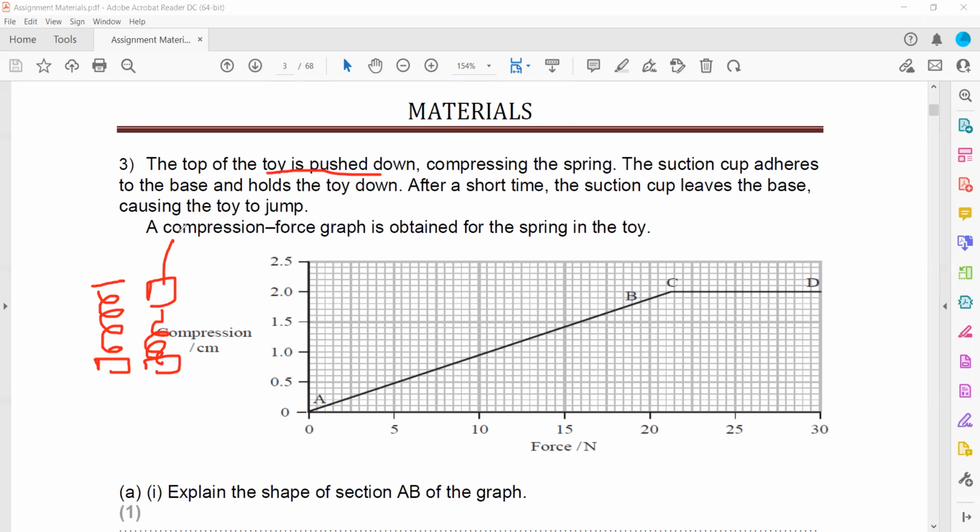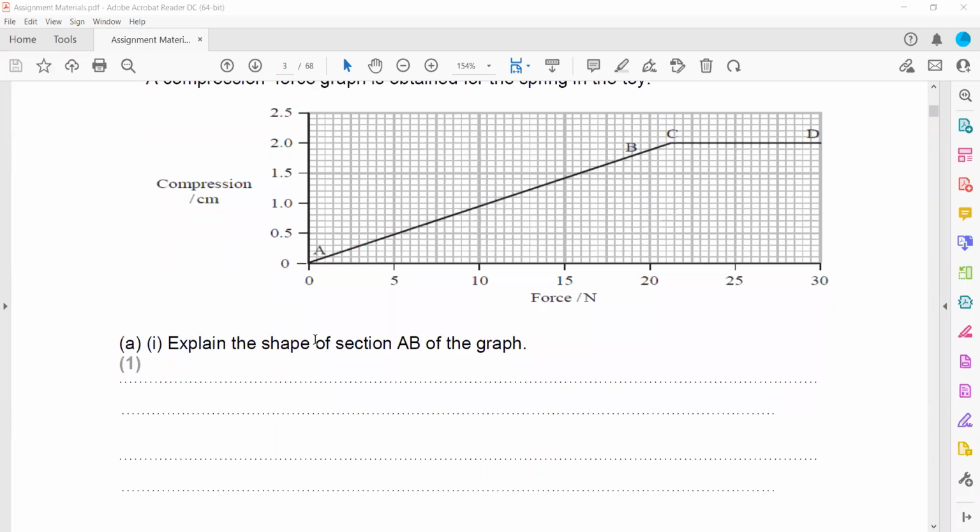After a short time, the suction cup leaves the base, causing the toy to jump. The compression force graph is obtained. Like this is the compression which is done. Compression means a decrease in length. So the maximum decrease in length is reached, and after that, by applying a force, we're not able to compress much.